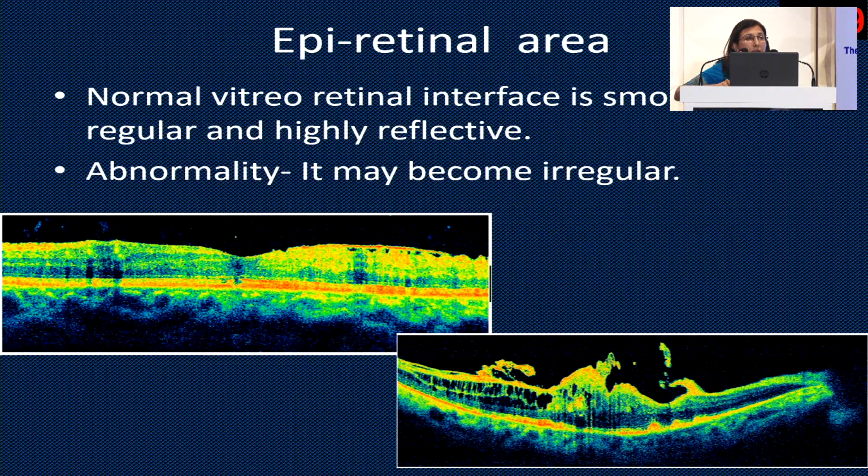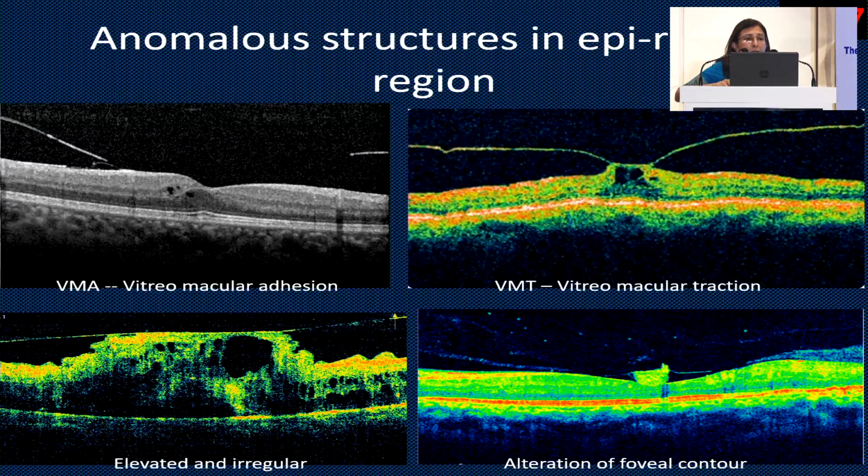Second is the epiretinal area. So this is actually the interface between vitreous and retina, and normally this is very smooth and regular. So the kind of changes that you can see here, you can just see that this is a membrane. So this is an epiretinal membrane causing irregularity of the retinal surface. And sometimes this may cause so much traction that it will distort the whole retinal surface and make it irregular.